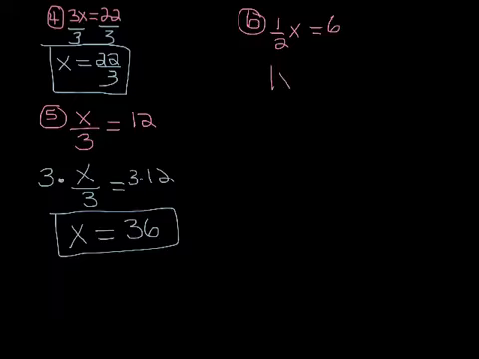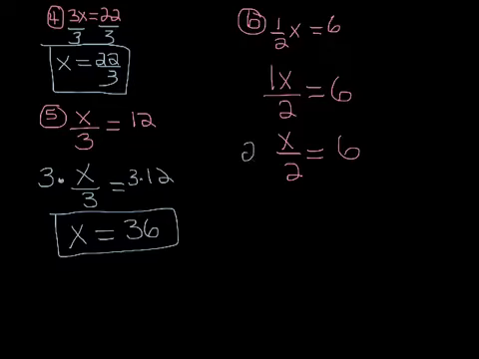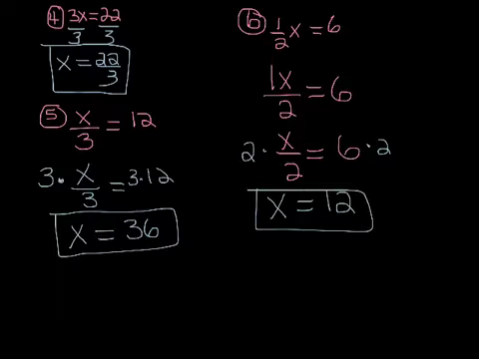But for now, what I can do is rewrite this. The way I can rewrite it is as 1x over 2 equals 6. And if you remember, 1x is just the same as x, so I end up getting x over 2 equals 6. You may notice that this problem now looks very similar to number 5. So you can solve it by multiplying both sides by 2. And in the end, you will be left with x equals 12.